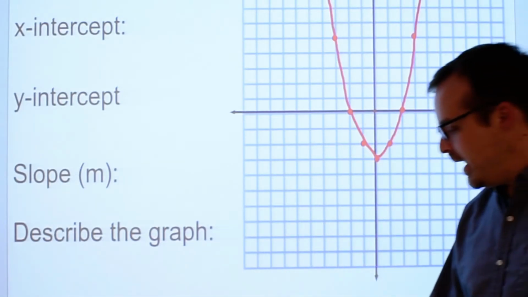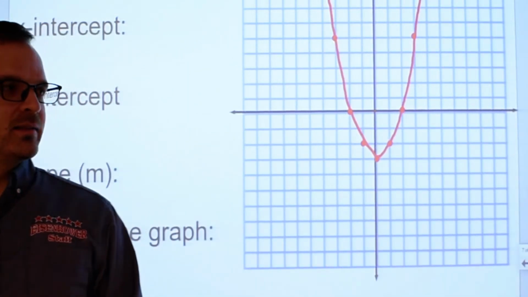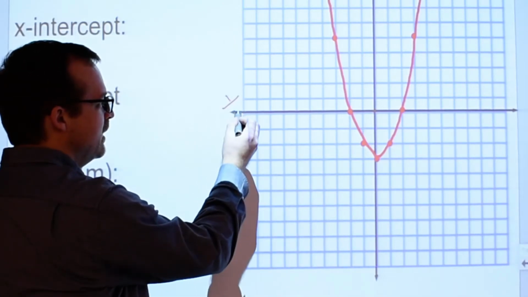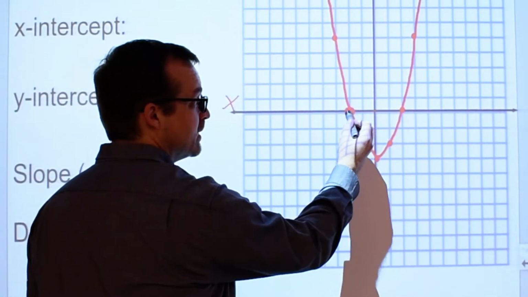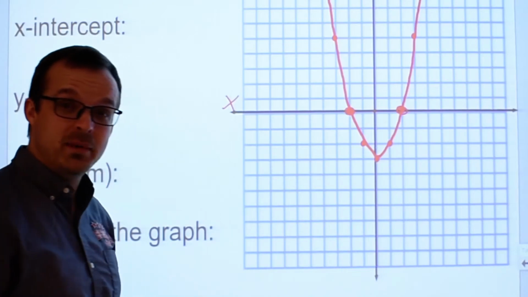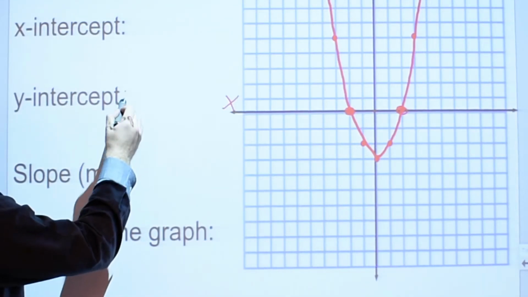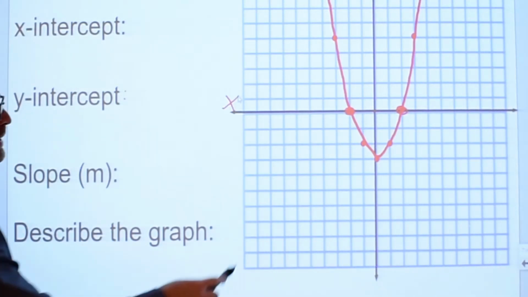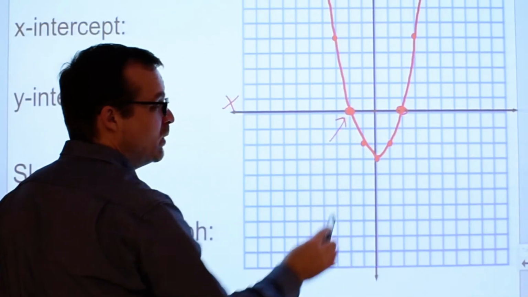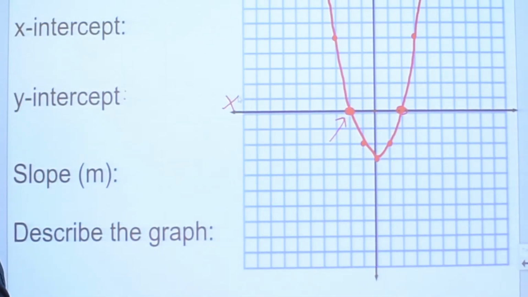All right, x-intercept. Does this cross the x-axis? Remember, this is the x-axis here. And it looks like, oh wow, it actually crosses twice. So how many x-intercepts? If there are 2 of them, how do I write it? I'm just going to write 2 ordered pairs. So my x-intercept is 2 ordered pairs here. And because I have 2, I can use set notation because I'll have 2 answers, right?